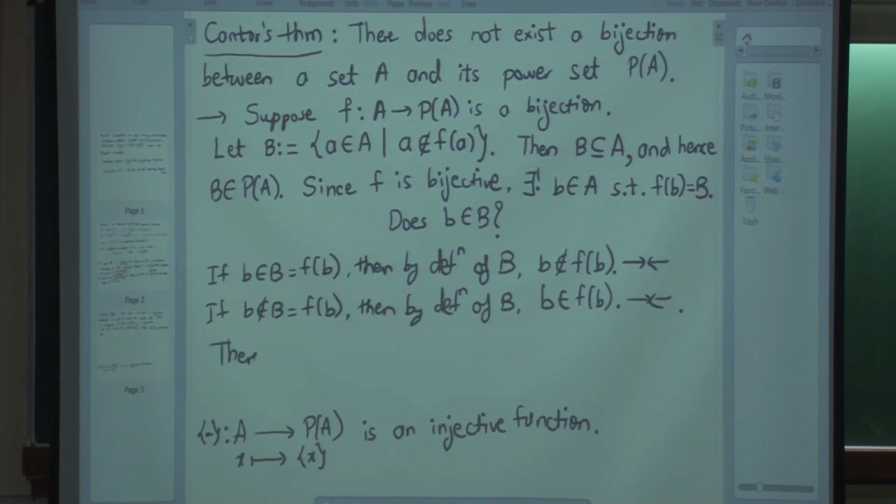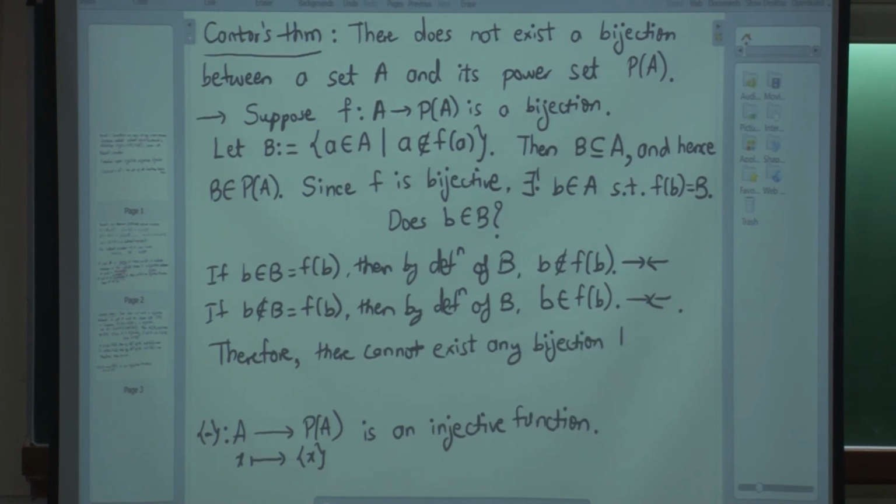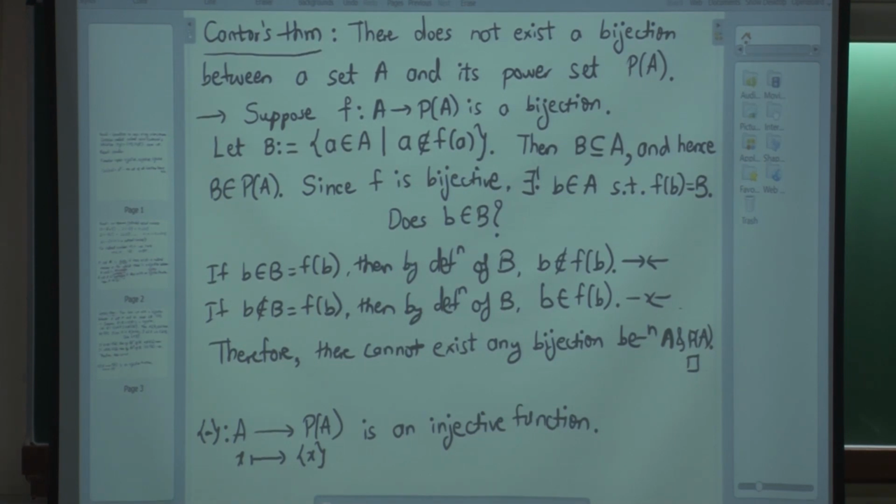Therefore there cannot exist any bijection between A and the power set of A. And this is the end of the proof. Very simple proof.